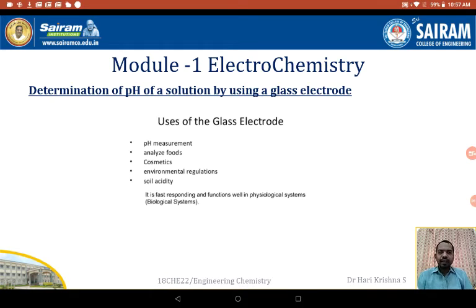So this entire credit goes to the glass electrode, the invention of ion selective electrodes. So one such credit is for the glass electrode. The glass electrode can be used to determine the pH of a solution.